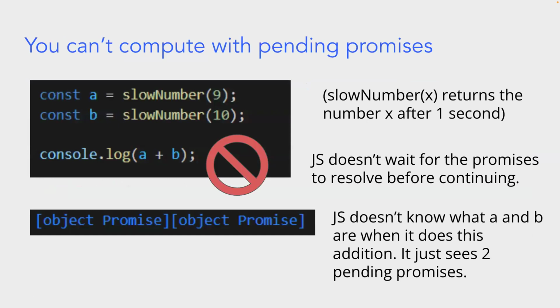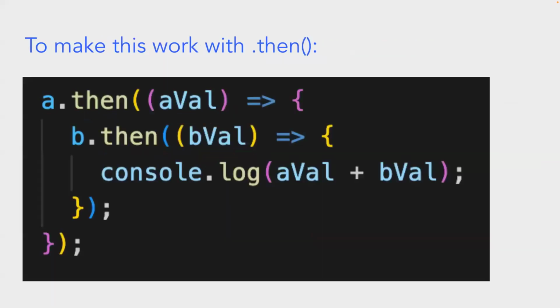Let's say slow number is going to asynchronously ask for a number, and A is going to ask for 9, and B is going to ask for 10. If I try to do A plus B, I'm not going to get 9 plus 10, because A is not a number, it is a promise. B is also not a number, it is a promise. So we cannot just add these two together. Otherwise you get something like this. This is not 19.